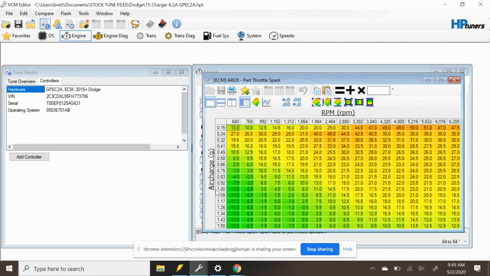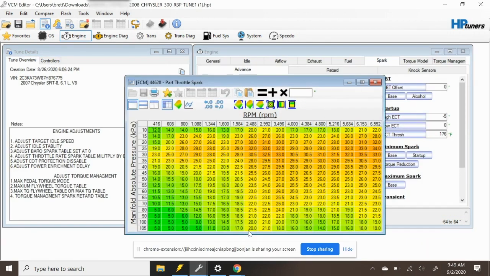So what he would see in the book is examples given from a GPEC2A computer from that 2015 Charger, and they are in fact an Aircharge. However, there's a really simple solution to this. It doesn't matter what you're tuning, whether it's a Ford, Chevy, Dodge, even standalone ECUs, all Spark tables are exactly the same. They're going to be based on two things: RPM and load.